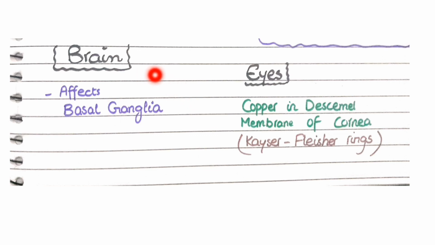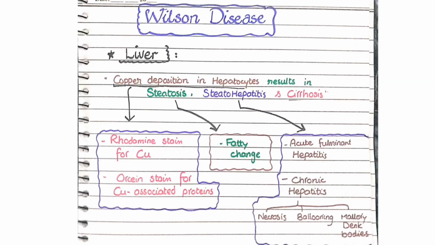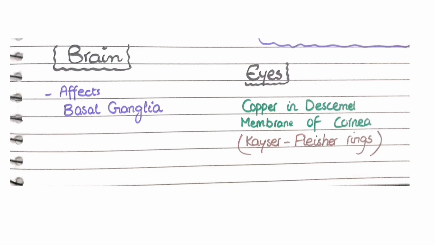Now other than the brain, the eyes are also affected in Wilson's disease, and the deposition of copper in the Descemet's membrane of the cornea results in rings that are known as Kayser-Fleischer rings. So remember that Kayser-Fleischer rings are a characteristic feature of Wilson's disease. So this concludes the pathological changes in Wilson's disease.